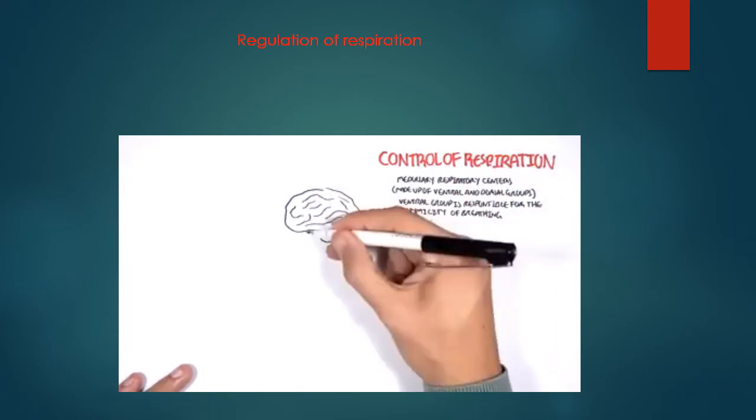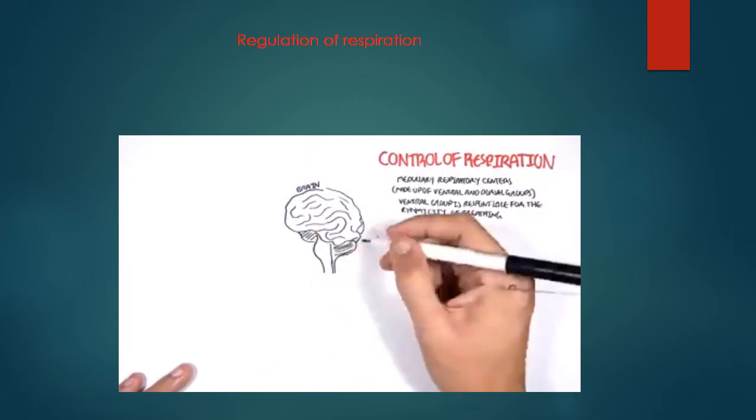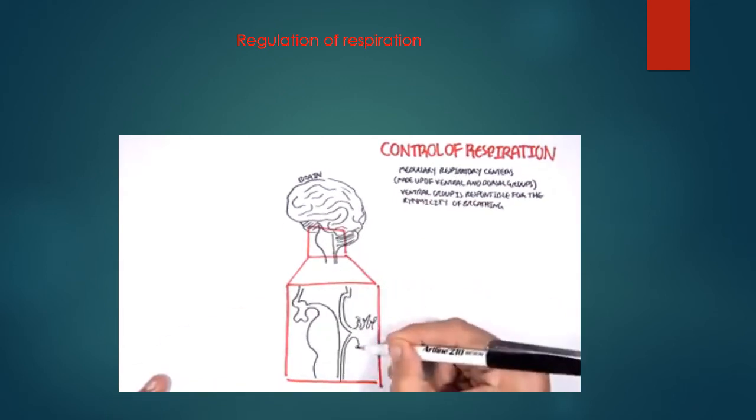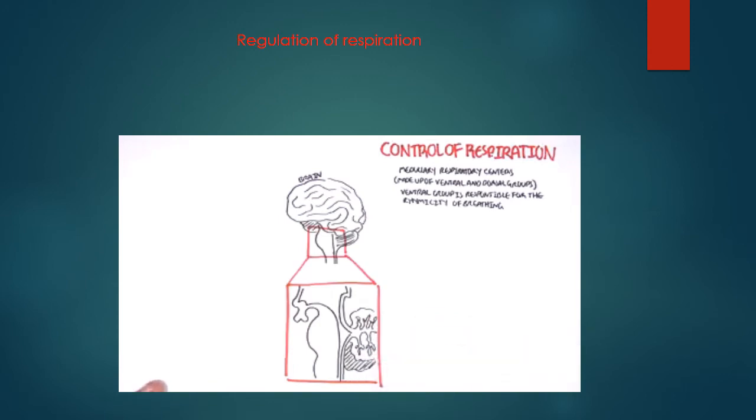So here I'm drawing the brain. If we zoom into the brainstem region here, we can locate where the medulla oblongata is. Here I'm drawing 3 red circles. The 2 red circles here make up the medullary respiratory center, which is made up of the ventral and dorsal respiratory groups. The ventral being the front and the dorsal being the back. The dorsal group is responsible for inspiration, the diaphragm, and the ventral one is responsible for the rhythmicity of breathing.